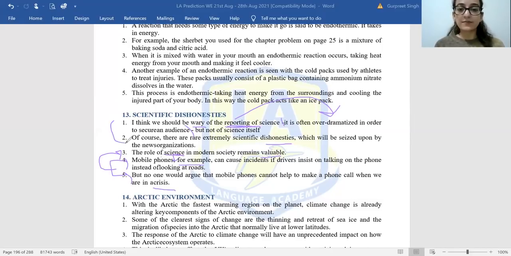First and second, reporting of science is broader than giving honest or dishonest reporting. And then, talking about the role of science, why is it valuable? Then we are given the reasons. And obviously the example starts with this sentence number 4, so it comes first, and it continues with but, so the but one comes later on. Got it?